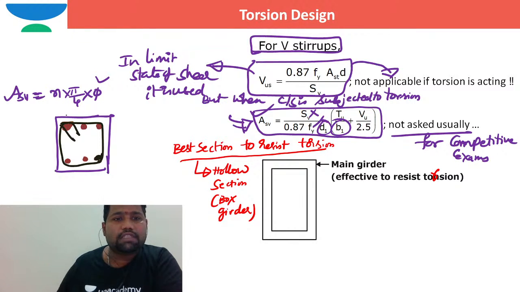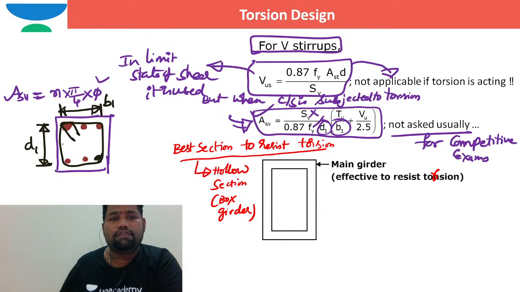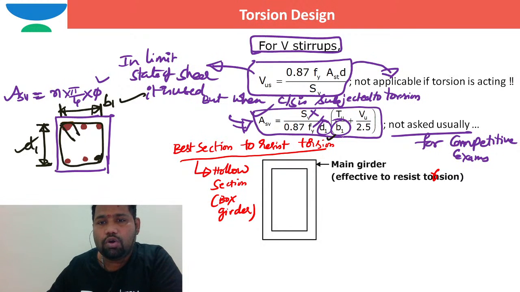So here B1 stands for the width of the stirrup leg, and D1 stands for the depth of the stirrup leg. Here this is D1. So we are able to work out B1 and D1 directly from this figure itself. B1 is known to me and D1 is also known to me.